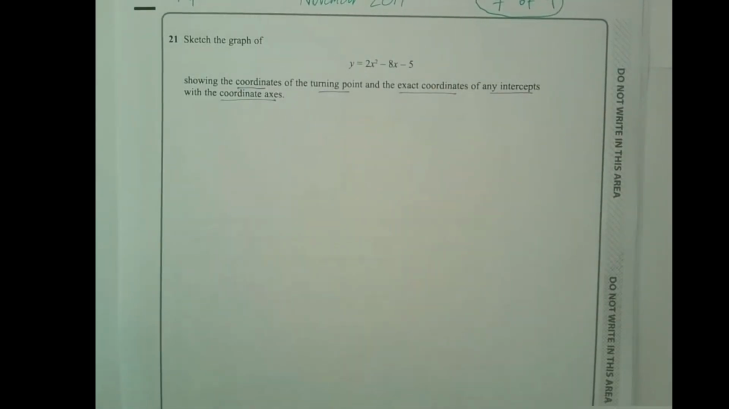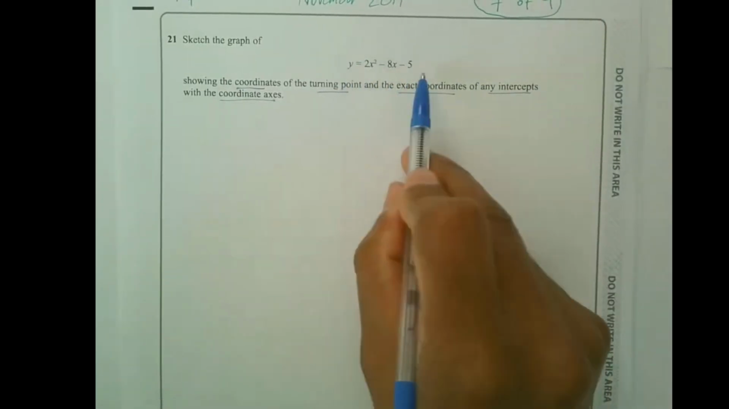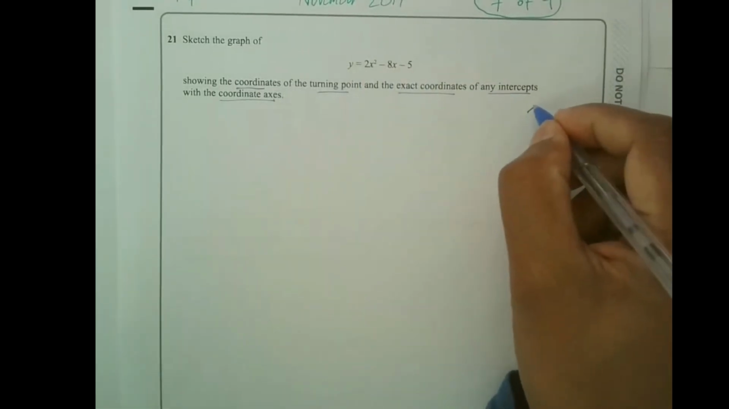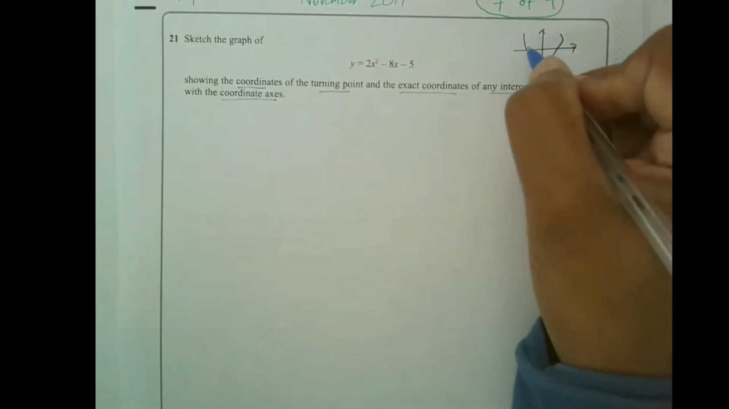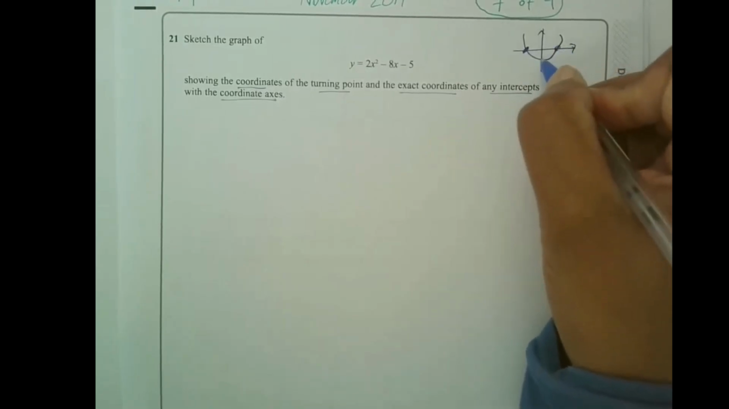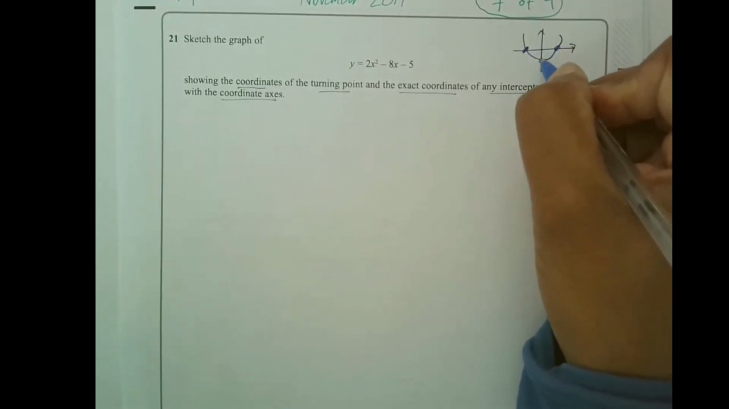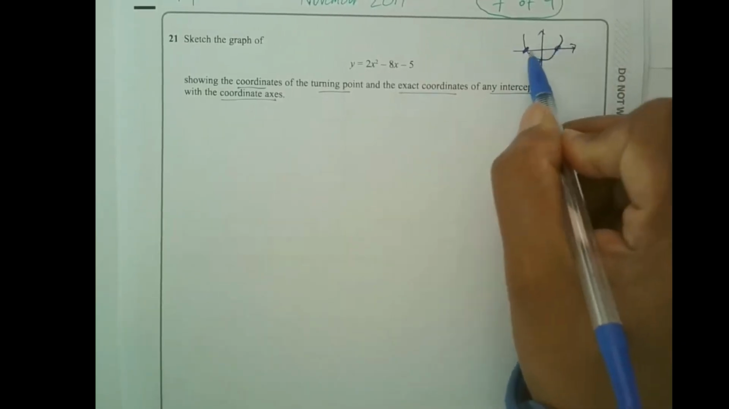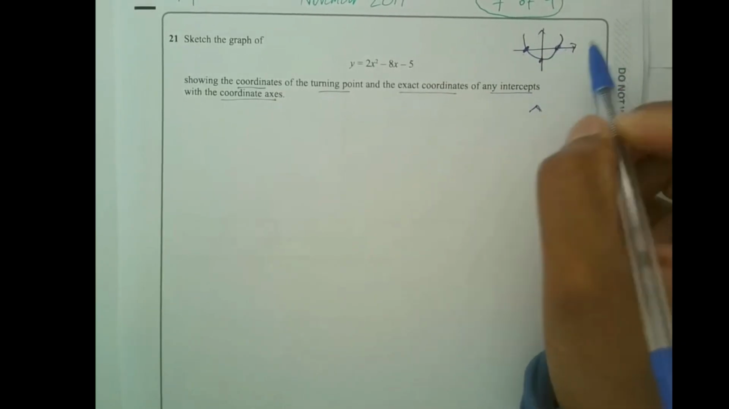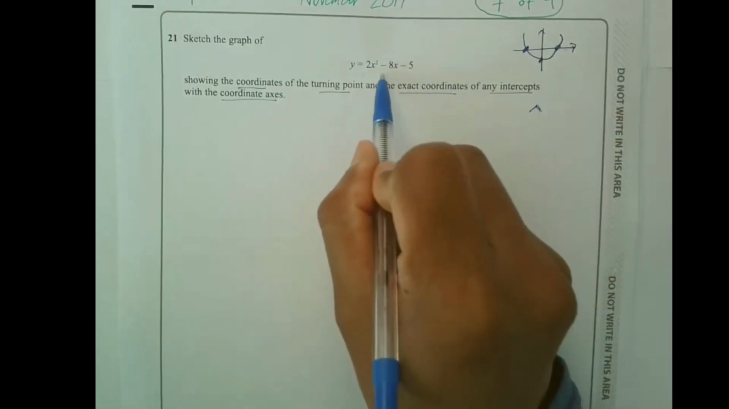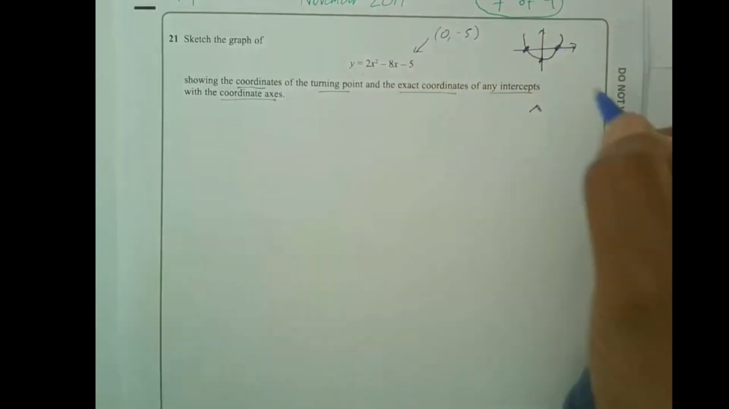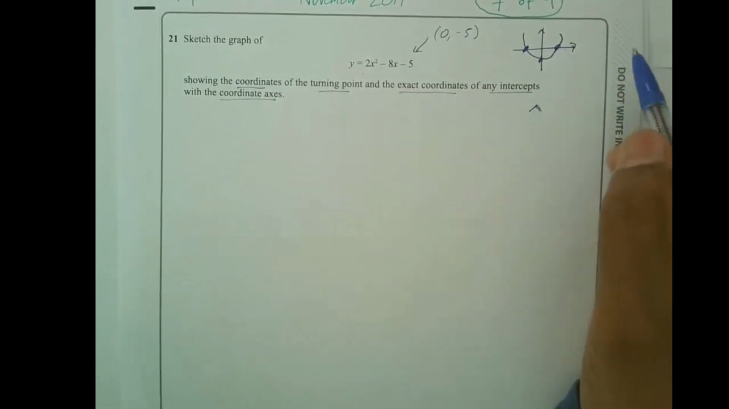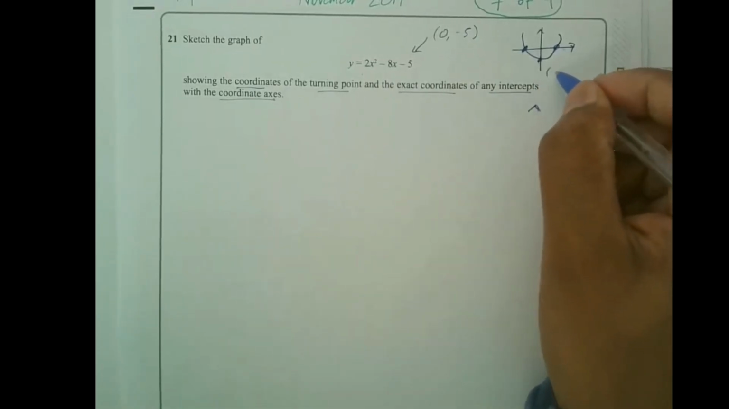Okay, so first thing, if I think of my quadratic graph, let me just do a sketch. I'm going to have x equals 0 here, and y equals 0 here. So if x is 0, I'm going to be left with minus 5. So this is my y-intercept. My y-intercept is going to be (0, -5). So that's my first coordinate that I've got.